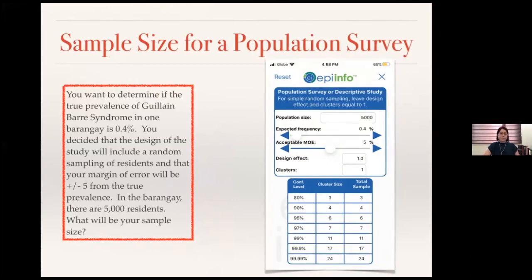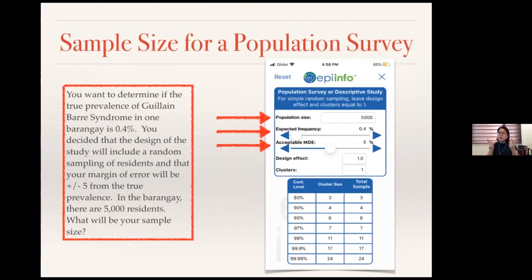Now, what I did here is, look, I entered our parameters. Population size, 5,000 residents. The expected frequency of Guillain-Barré is 0.4%. The margin of error is 5%, plus or minus 5%. So what is the margin of error? The margin of error is how much you are willing to be off by, either 5 points above or 5 points below the true estimate.